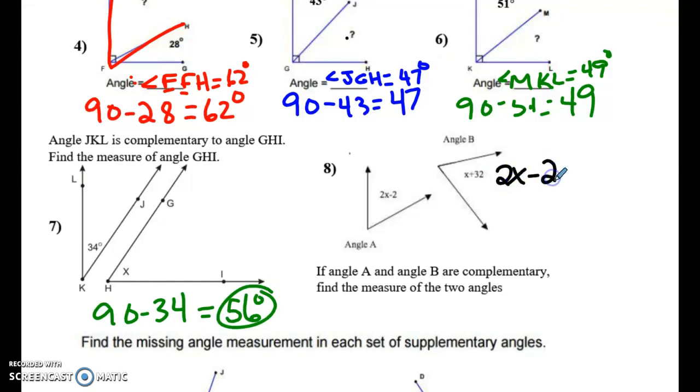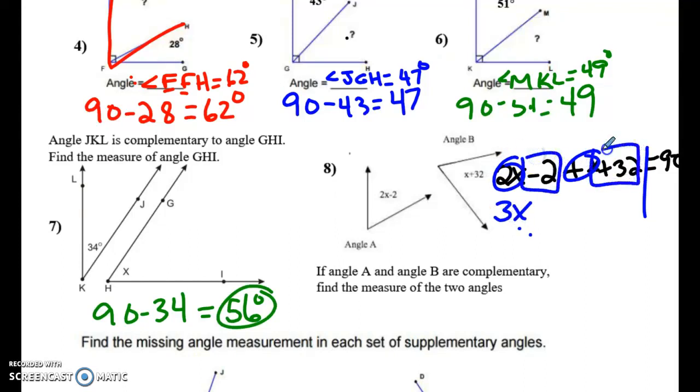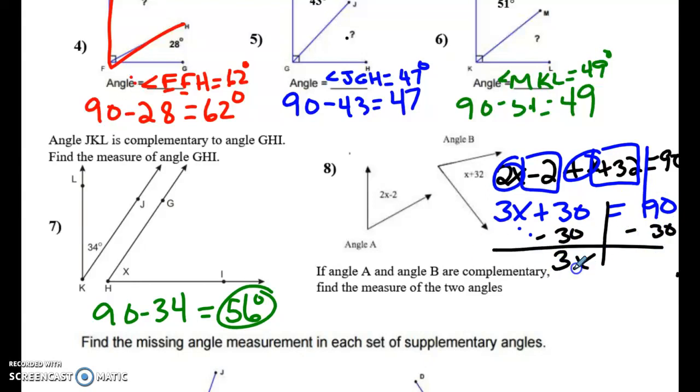2x minus 2 plus x plus 32 equals 90. And again, I know that it equals 90 because it tells us that the angles are complementary. Now I just need to combine my like terms. 2x plus x combined to give me 3x. Negative 2 and positive 32, I have to be careful. Those combine to equal 30. And the whole equation is going to equal 90. So now I just need to solve my two-step equation. Subtract 30 from both sides. That means 3x equals 60. Divide by 3, and I get x equals 20.